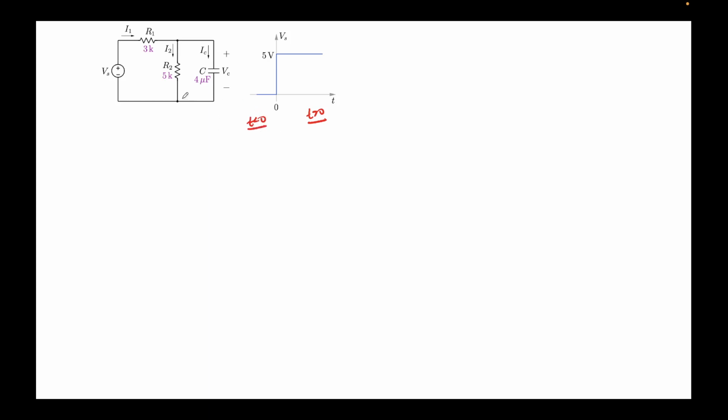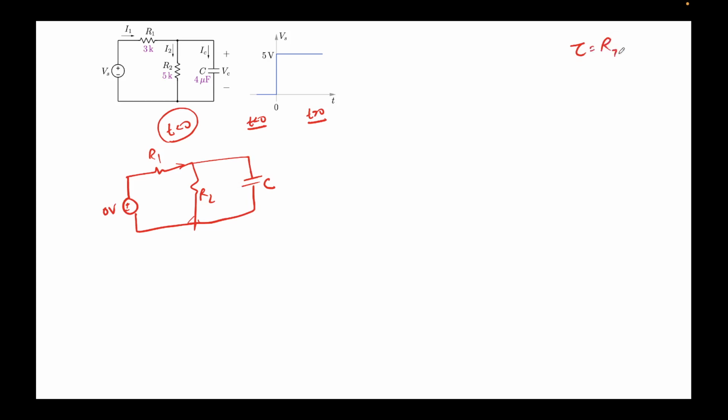How does the circuit look? The circuit will look something like this. Vs is 0 volts for t less than 0. This is R1, this is R2, and this is our capacitor C, right? This is for t less than 0. Okay, so let's say I want to find the time constant of the circuit. If you have gone through the lectures, you must have observed that the time constant tau is given by R Thevenin times C. So whatever the Thevenin resistance of this circuit is, times C will be the time constant.